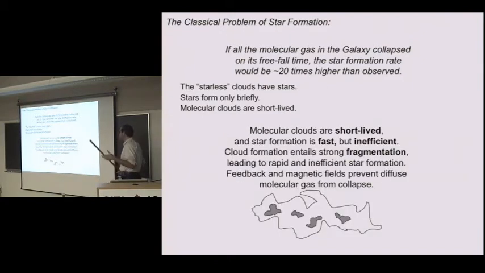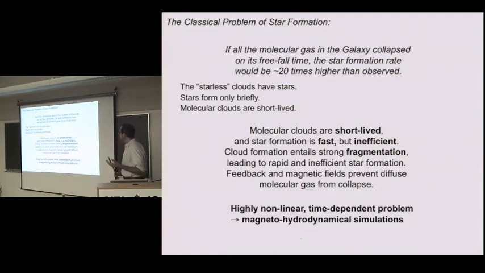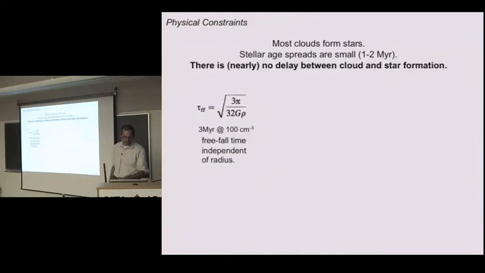So what we try to do is to replace this: clouds are short-lived, star formation is fast and efficient. Then we have to explain how that works. So what we're doing is going back to what properties the clouds have to have to allow this to happen. We're looking back at the cloud formation, which, as it turns out, entails strong fragmentation, which is key to inefficient star formation, and then there's a bit about feedback and magnetic fields, which I'll get to later. We decided to address this, as it is a non-linear, highly time-dependent problem, with numerical simulations, like hydrodynamics simulations. Okay, so let's go back to the cloud properties.